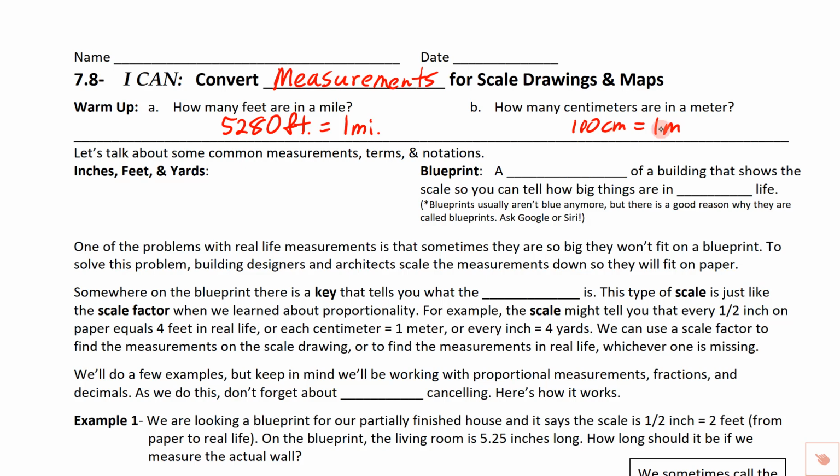All right, now we're going to talk about some common measurements and some notation and some terms that might come up in building or map making or scale drawings and things like that. So let's talk about the abbreviation for inches. For inches, we're going to do IN and then a period. And then for feet, we're going to do FT and then a period. And then for yards, we usually do YDS. Now, it's a little bit proper to put that period on the end there, but I suppose you could leave it off if you wanted to.